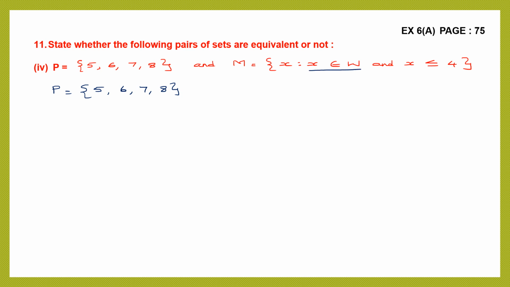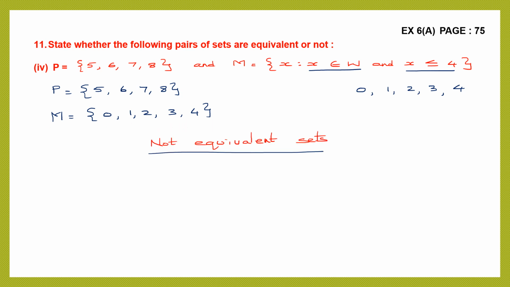Now X belongs to whole numbers means it can start from 0, and X is less than and equal to 4. So what are all the numbers less than 4? Whole numbers 0, 1, 2 and 3, and it's also equal to 4. That means M is equal to all the elements there, that is 0, 1, 2, 3 and 4. So here set P has only 4 elements and set M has 5 elements, as you can see. That means they are not equivalent sets. If they are equivalent sets, the number of elements should be the same. So we can write it this way and say not equivalent sets.